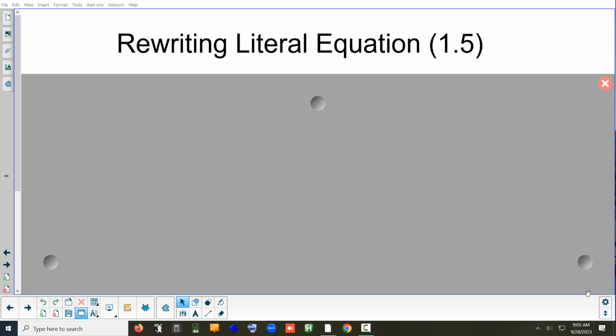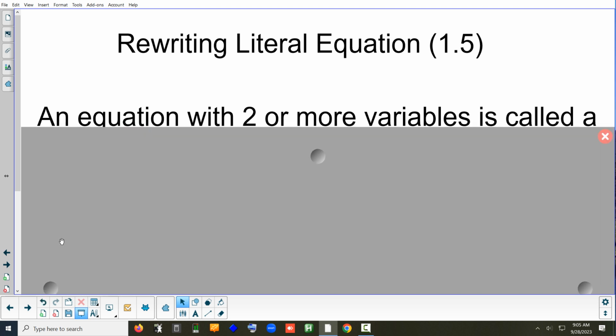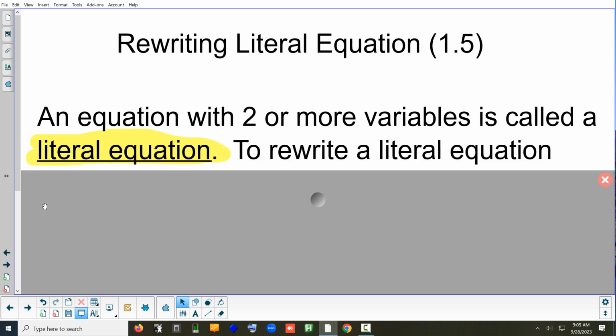Right, so we're going to look at 1.5. This will be our last section for this week, and it's on what we call rewriting literal equations. So your first thing for your guided notes right at the top, it says an equation with two or more variables is called, and it's the name of the section, a literal equation.